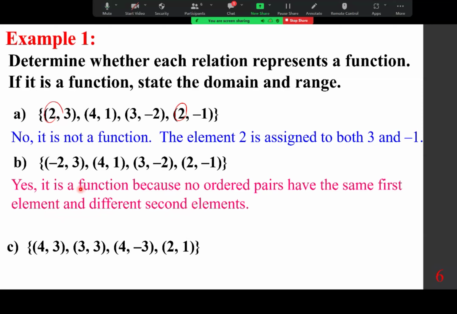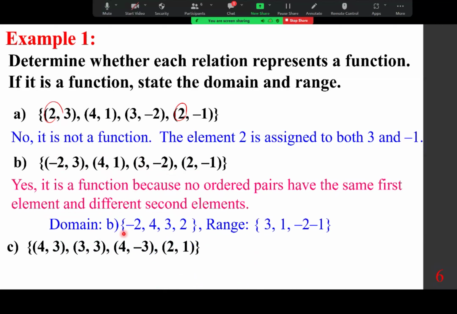So what is the domain? Well, the domain would be negative 2, 4, 3, 2. What about the range? The range would be 3, 1, negative 2, negative 1. Okay, so again, pretty straightforward. The domain: negative 2, 4, 3, 2, the first coordinates. The range: 3, 1, negative 2, negative 1, the last coordinates, the second coordinates.